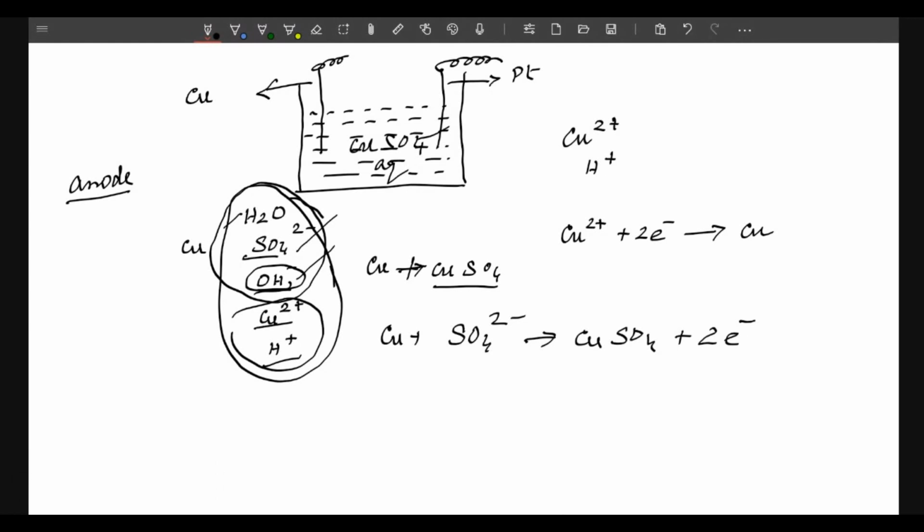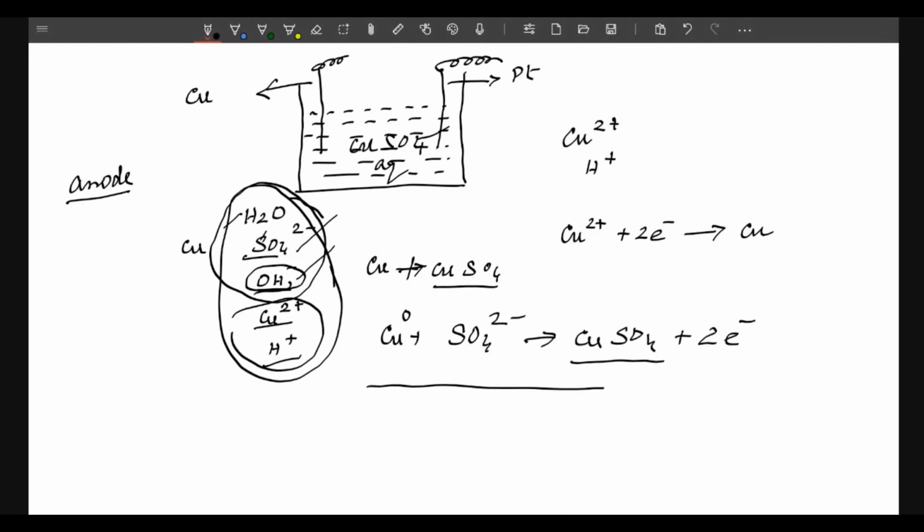But here the electrode is a reactive electrode. It won't undergo reaction with the hydroxide. It undergoes reaction with the sulfate ion, forming this one. Copper in the zero state immediately undergoes reaction with this, giving copper sulfate. And oxidation is taking place. Which is undergoing oxidation? Sulfate is not undergoing oxidation. The copper zero state is undergoing oxidation. Therefore, sulfate is remaining as such.